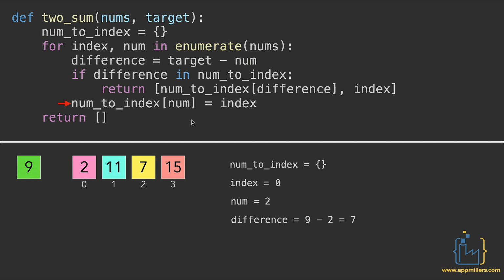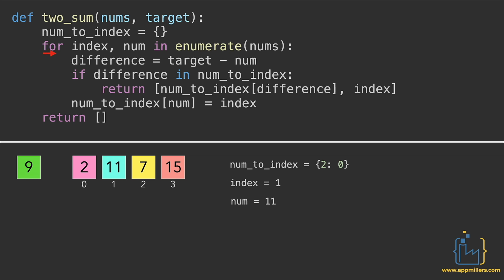So in this case, the key is going to be the number and the value is going to be the index of the number. So when we execute this line, in the memory, the number to index dictionary is going to be like this. As a key, we have a number. As a value, in the dictionary, we have the index. So this means that the first element is inserted into this number to index dictionary. Then in the next iteration, we are going to continue to the next element. Now the next element is 11.